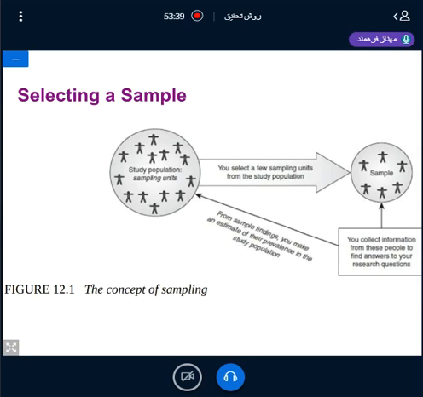Okay, and then after collecting data, the next item is selecting the sample.